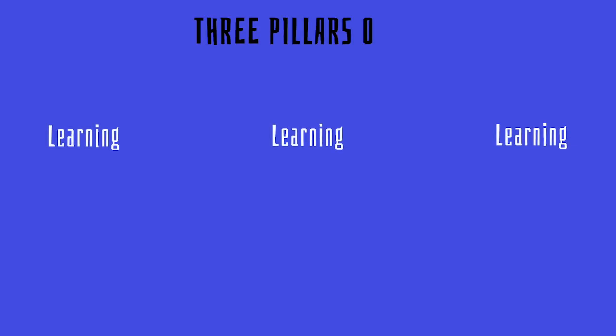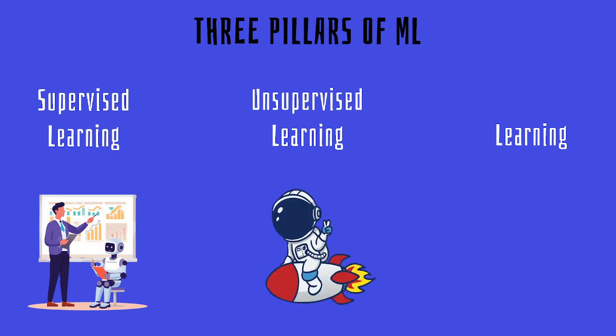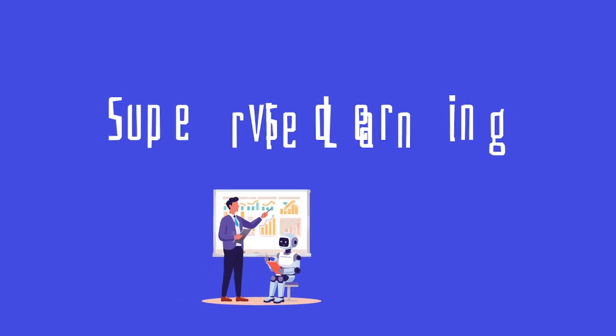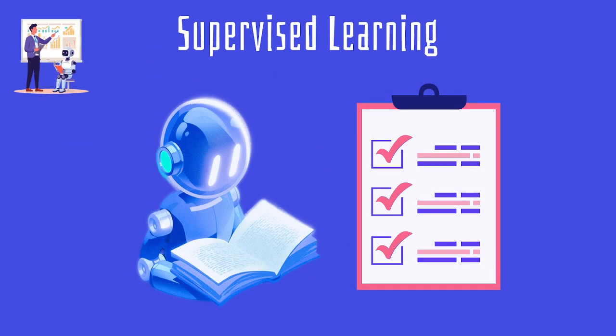In the previous lecture, we discussed the three pillars of machine learning. We saw that there are three types of machine learning: supervised learning, unsupervised learning, and reinforcement learning. And in today's lecture, we will learn about supervised learning. So, without any further delay, let's get started.